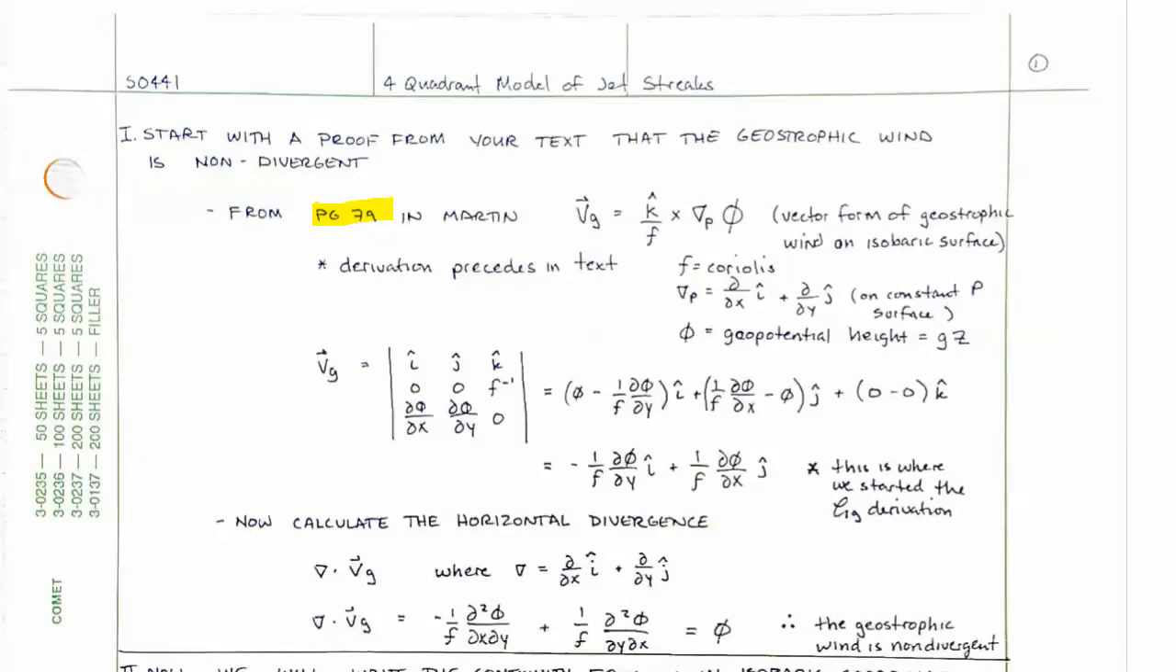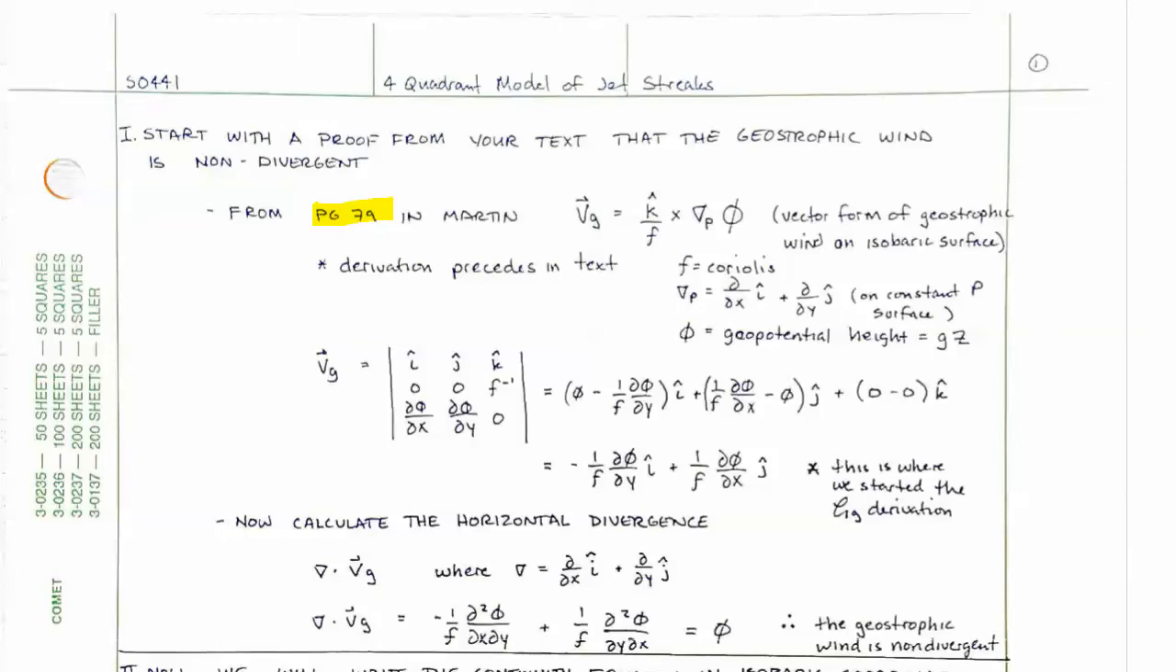Okay, today we're going to look at the four-quadrant model of jet streaks. You've heard us mentioned several times in the class. When I say us, I mean Instructor Davies and myself have talked to you about the fact that upward vertical motion is favored in the right entrance and the left exit of a jet streak. And we're going to go through the math behind that today.